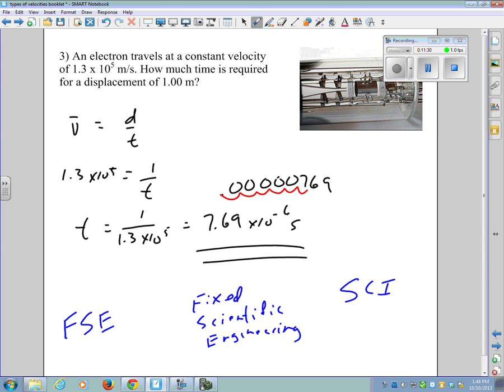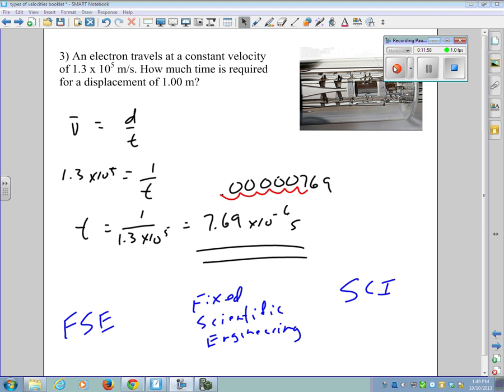Excellent question. The traditional scientific notation is 1 digit before the decimal, always. This could also be 76.9 times 10 to the minus 7, but as a general rule I go with 1 in front and 2 behind. Don't get hung up on that. I'm not going to worry about it.